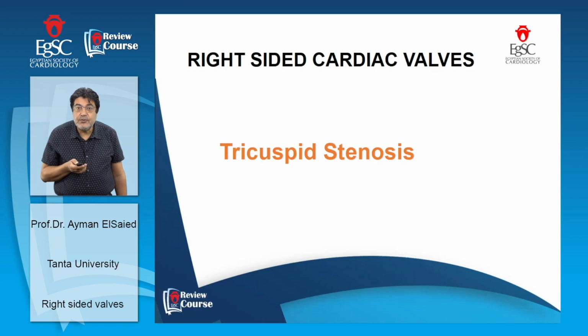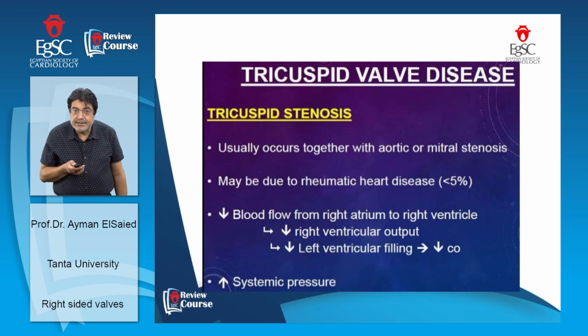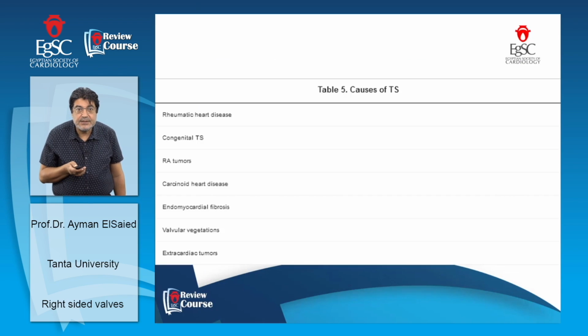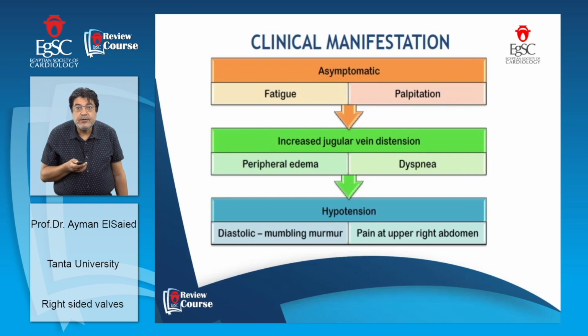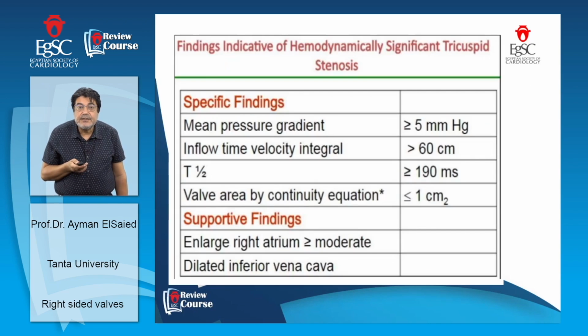Tricuspid valve stenosis is a disease usually associated with mitral valve disease, like rheumatic heart disease. Different etiologies may be congenital, right atrial tumors, carcinoid disease, valvular vegetations, and extracardiac tumor may induce tricuspid stenosis. The usual symptoms range from mild symptoms, hepatic congestion, ascites or peripheral edema, to severe fatigue and GIT disturbance. It is different from mitral stenosis.